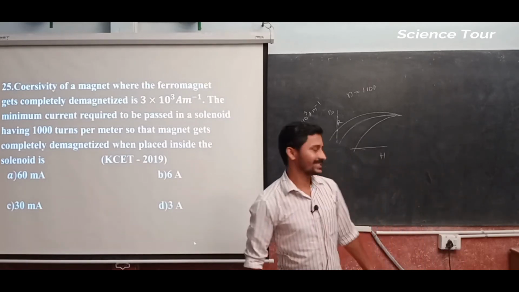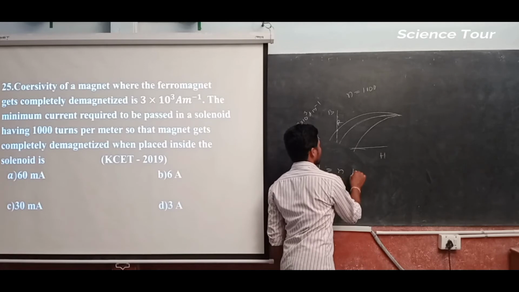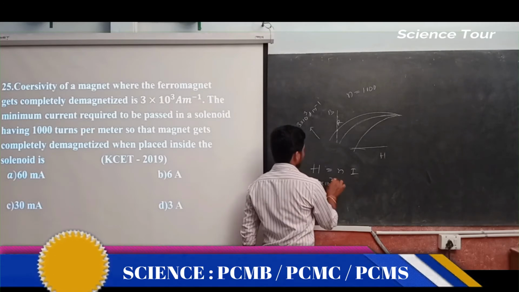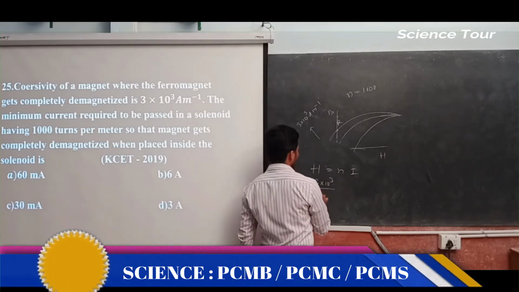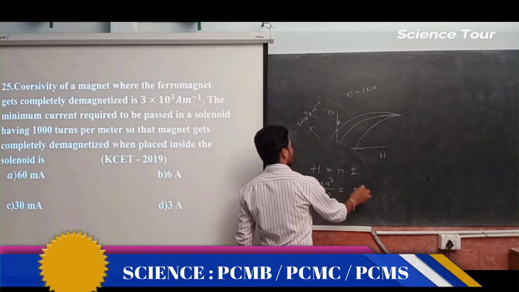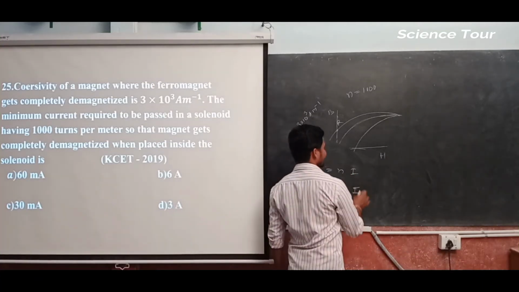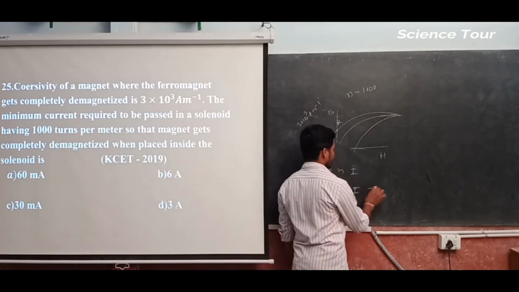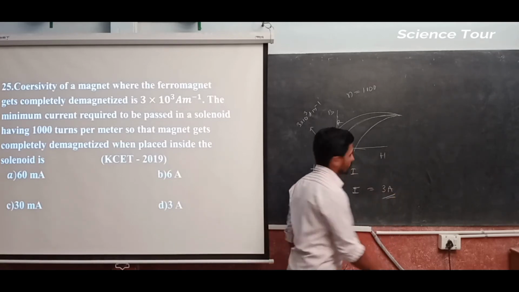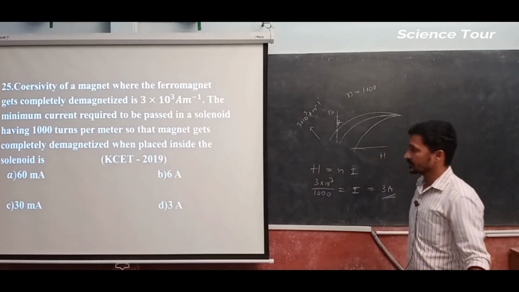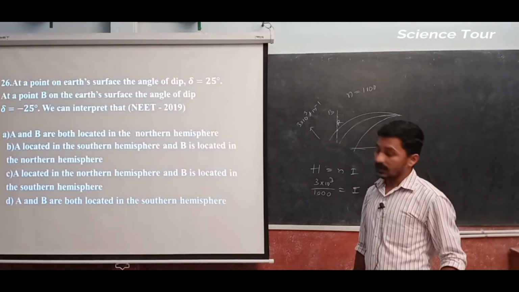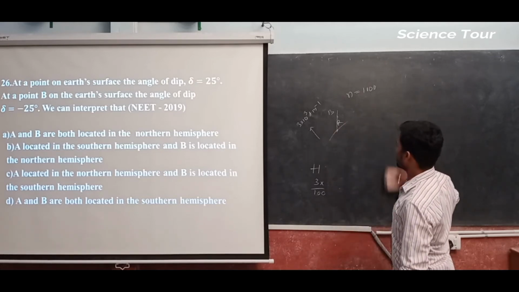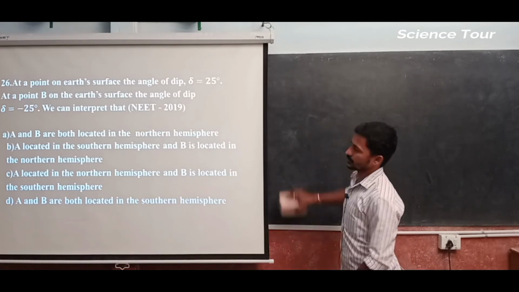H you are going to get as H is equal to n into I, isn't it? So H is given, that is negative, 3 into 10 to the power 3, divided by 1000, equal to current. No, n is 1000. Already it is given, n is equal to the number of turns per unit length. So you are going to get it as 3 ampere. Option is D.